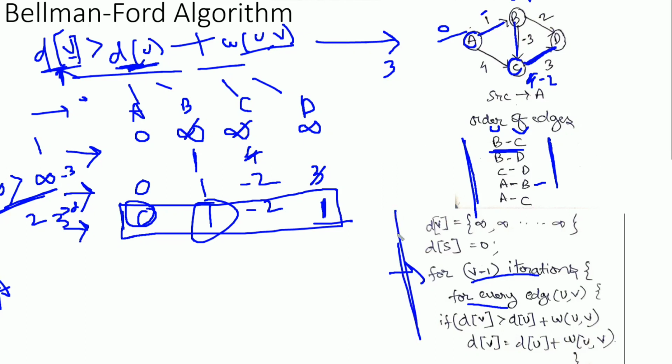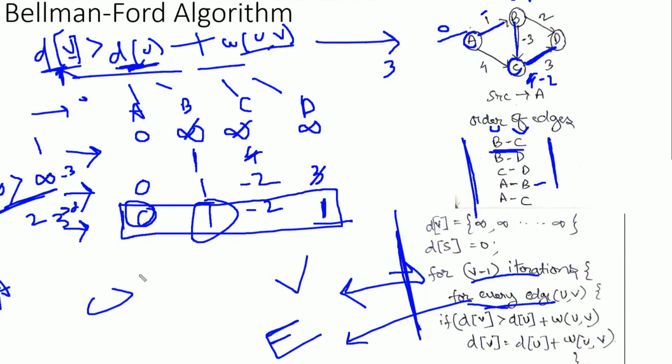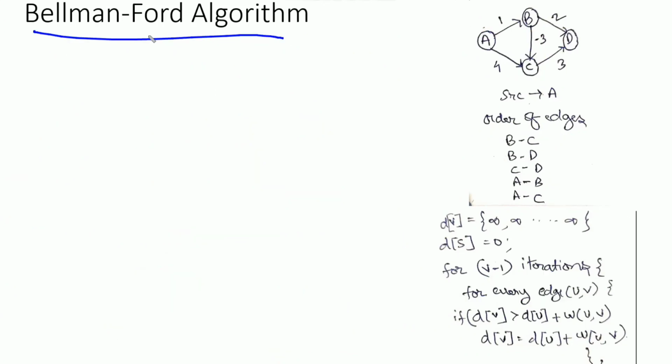So this is the simple algorithm. If we see, we find that we are having this for loop for v minus 1 iterations and for every edge. So for every edge, there are total edges, suppose e edges, and v minus 1 iterations is nothing but approximately v. So it's nothing but big O of VE, which is polynomial time complexity. So the time complexity of Bellman Ford algorithm is big O of VE, which is a polynomial time.